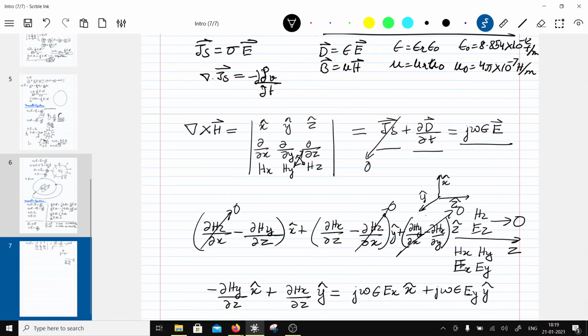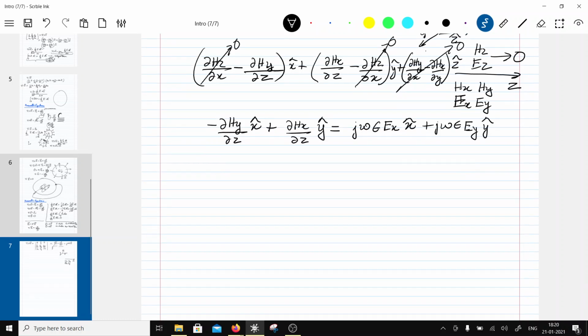So that's that part. Now if I was to collect the terms, I would have an equation dou Hy by dou z is equal to minus j omega epsilon Ex, sorry for the typing mistake, correct? This is going to be the term of x. Then I would have dou Hx by dou z would be equal to j omega epsilon Ey, right? So now this is one set of equations.